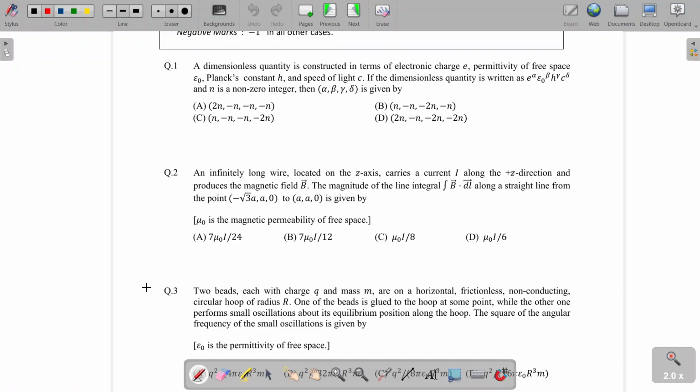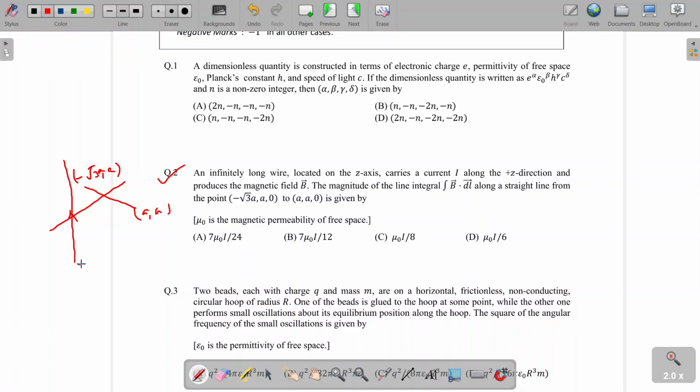So we're going to do question number 2, which came in paper 1 of JEE Advanced 2024. The question is, you have a current carrying wire along the z-axis, and there is a line which extends from point (a, a) to point (-√3, a) in the z = 0 plane.